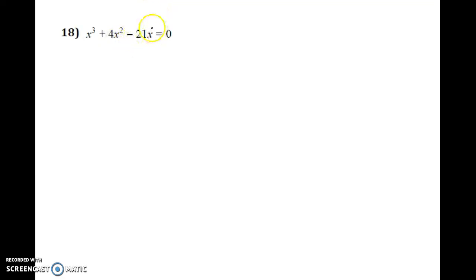To solve this, the only game in town is to factor. So we look at this, we see it's cubic, but it's not one of those simple things like x cubed plus 27, or x cubed minus 64. So that's kind of tricky.